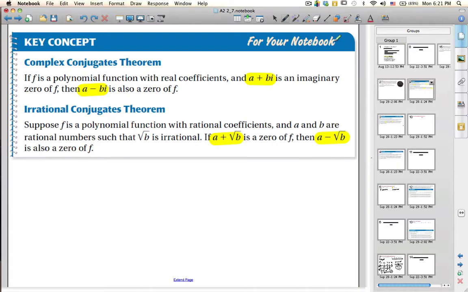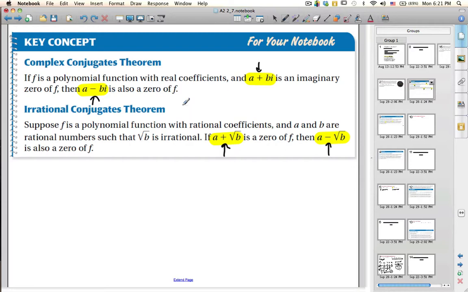So you've already experienced the fact that whenever you find an imaginary solution, they come in pairs. And the pairs are conjugates because the only thing that changes are the signs, plus and minus. And the same with irrational numbers. So what this is really telling you is that if you know one solution that is an imaginary solution, its conjugate is also a solution. And the same with irrational solutions: if you have an irrational solution, its conjugate is also a solution.